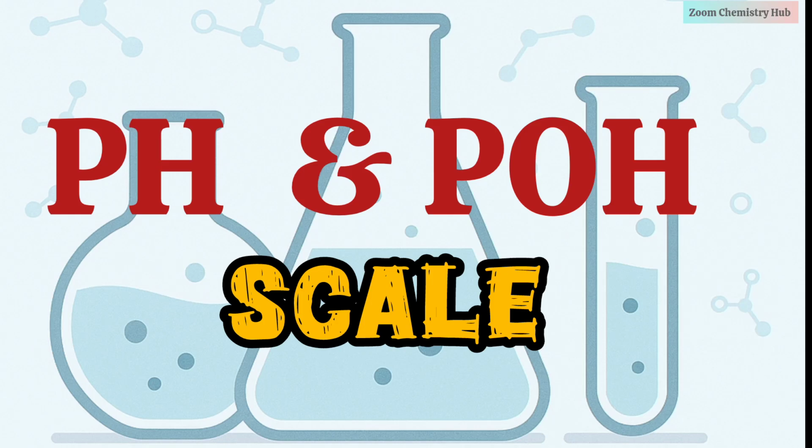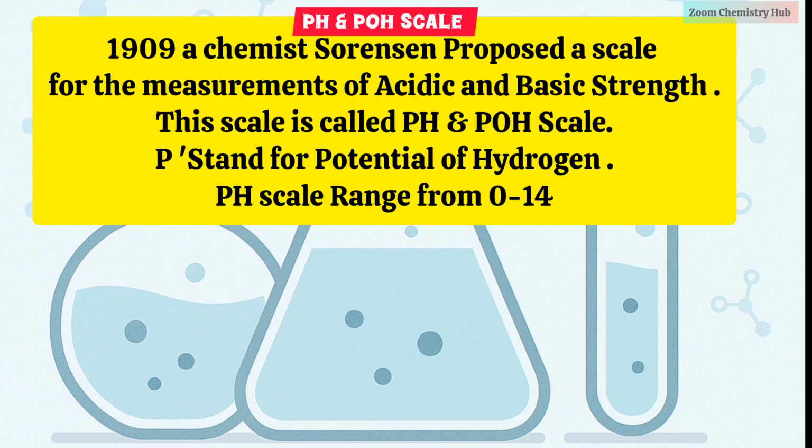Today in this video we will discuss and learn what the pH and pOH scale is. In 1909, a chemist, Sorensen, proposed a scale for the measurement of the strength of acids and bases. This scale is called the pH or pOH scale. Here, P stands for the potential of hydrogen.